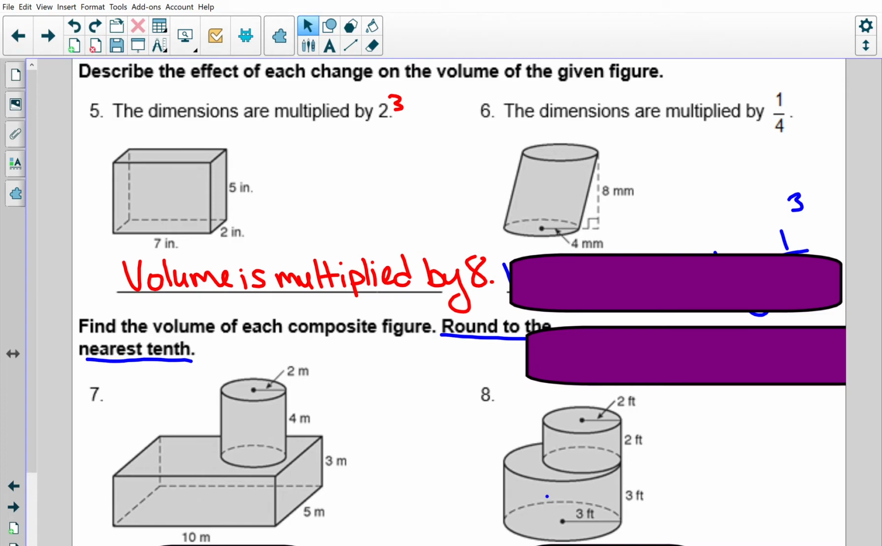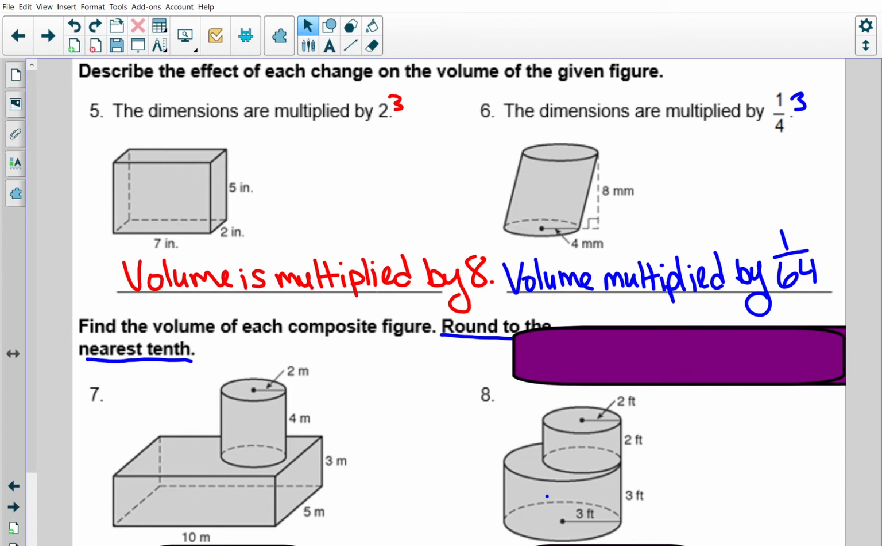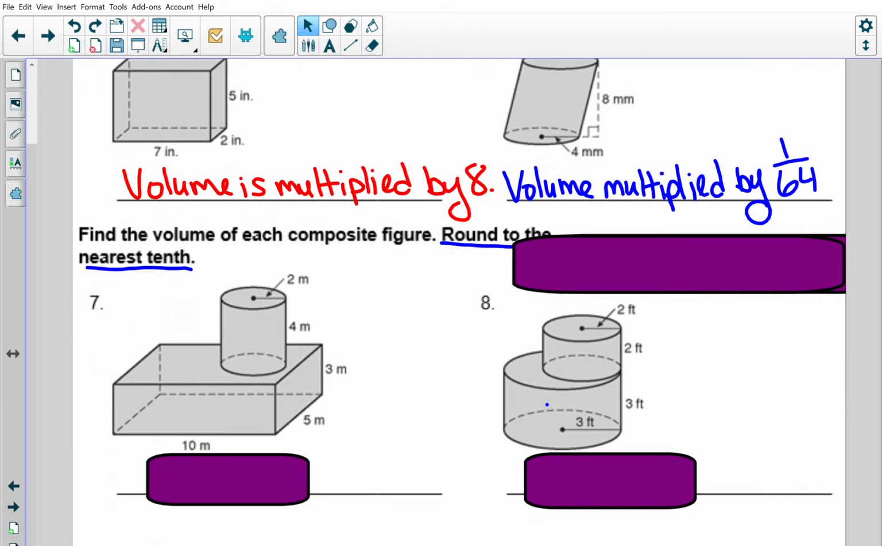Over here, the dimensions are multiplied by 1/4. That means they're getting smaller. You should expect something smaller. 1/4 cubed means the volume is multiplied by 1/64. Very easy stuff. Down here, we've got composite figures. So we've got a soda can on top of a box of Frosted Flakes. Calculate the 2 areas individually. These are 2 problems that you add up at the end.